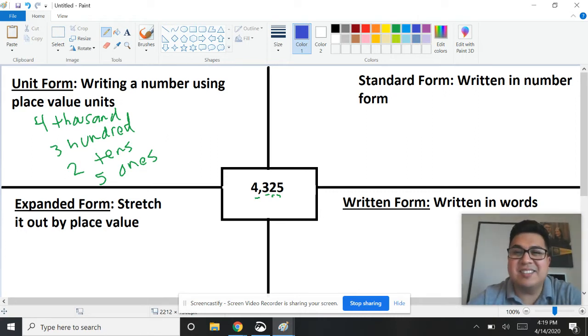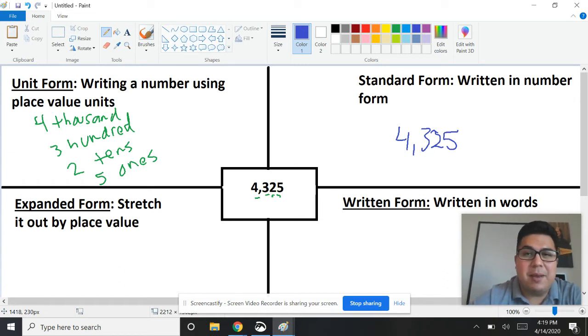Standard form is like the easiest one. That's the one that we use all the time. You're basically writing the number like we normally do using numbers. So you would write that out as 4,325. So when we say standard form, it's just writing the number in number form.